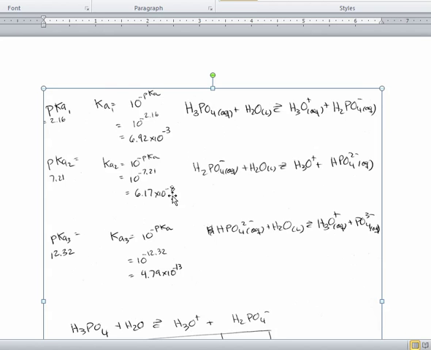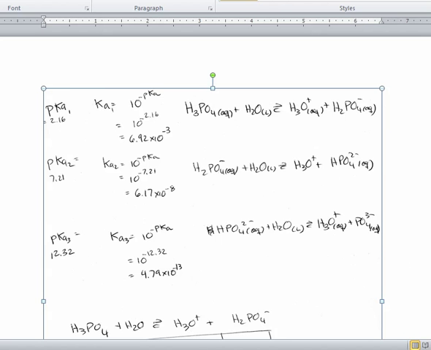Now, I calculated the other 2 values as well, and as we discussed in class, we can see that this Ka value is much greater than the other 2 dissociations. So all of our hydronium, we're going to assume, comes from the dissociation of phosphoric acid, and a negligible amount that we can just basically ignore is going to be generated from the other 2 dissociations.